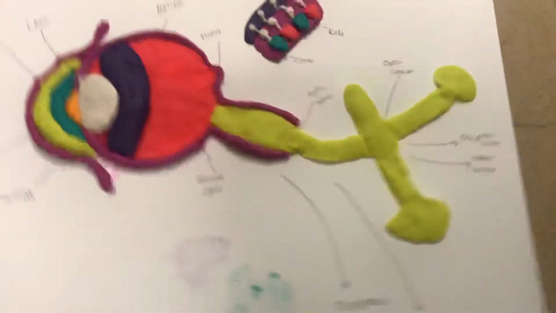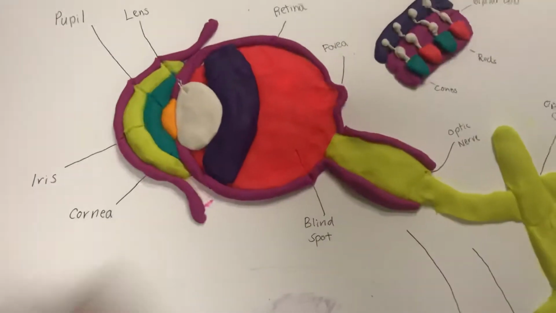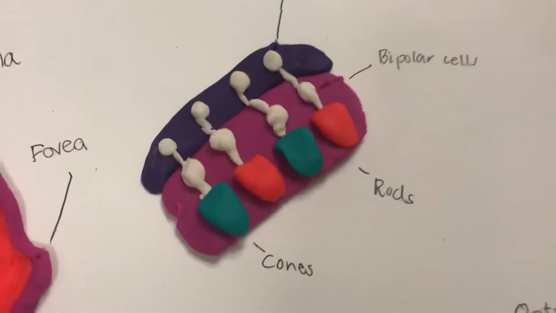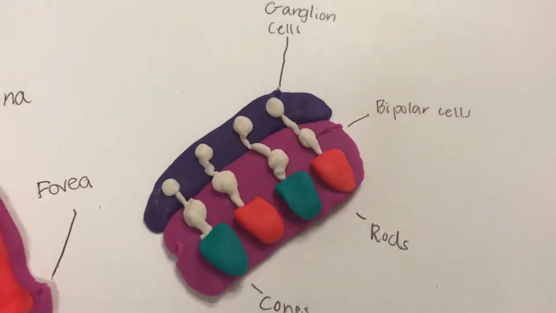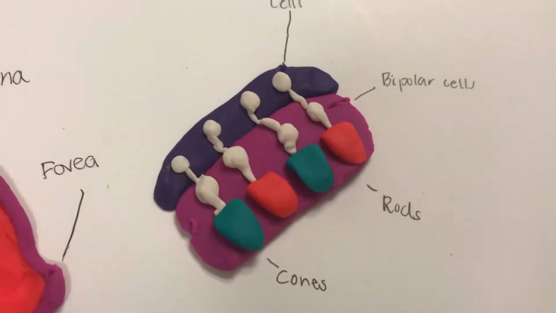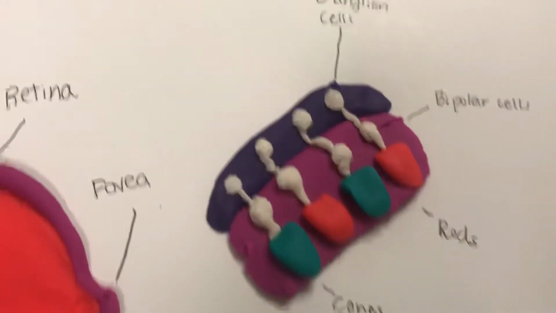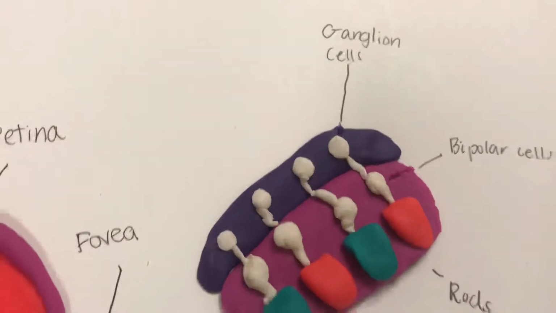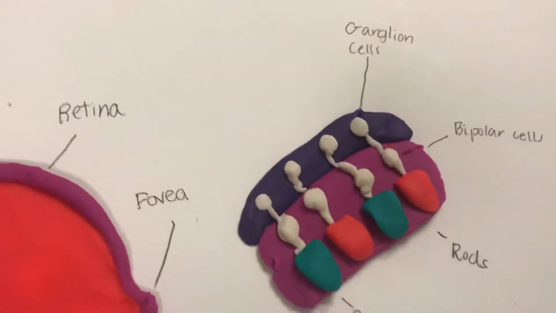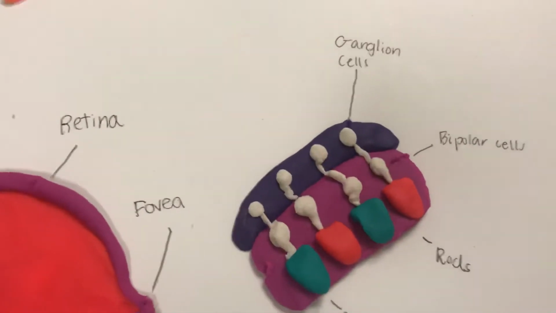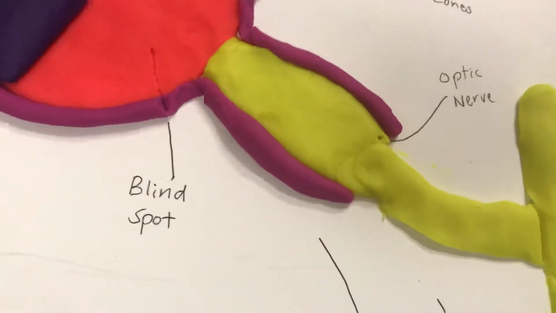Bipolar cells, right there, are specialized cells that connect and transmit information from the rods and cones to the ganglion cells that make up the optic nerve. Ganglion cells, which are right there, receive information from bipolar cells and transmit it to the brain for processing. The optic nerve contains bundled axons of ganglion cells that hook the retina to the brain.